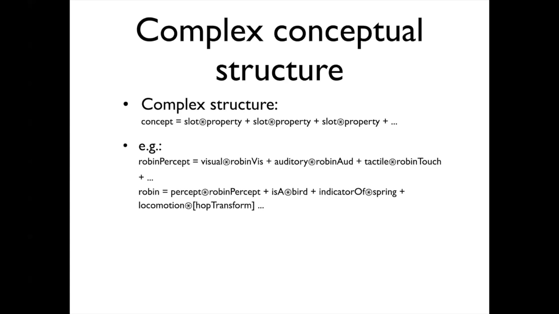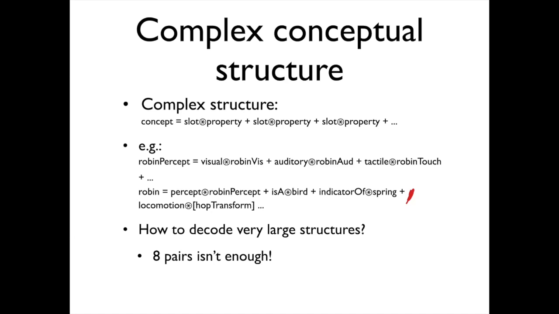Beyond that, we've also got a bunch of other things. Beyond all the perceptual features, we've got a bunch of other relationships we might want to be encoding and so on. So concepts are complicated, right? And because concepts are complicated, we're going to want to think about whether or not we can use these techniques and scale up to fairly large size representations. And of course, be able to clean them up and decode them, right? So how do we decode these very large structures? Clearly 8 pairs isn't enough. So why didn't we go farther on our graph?